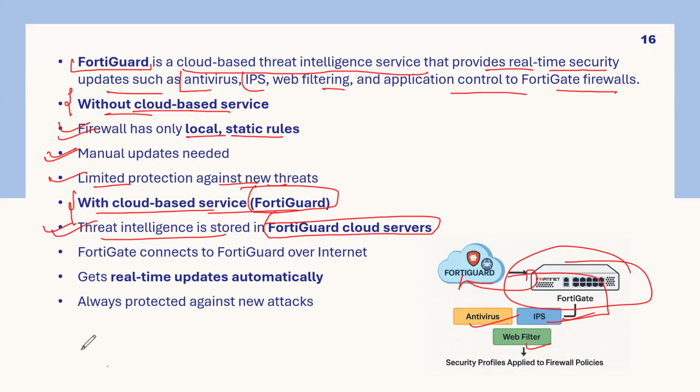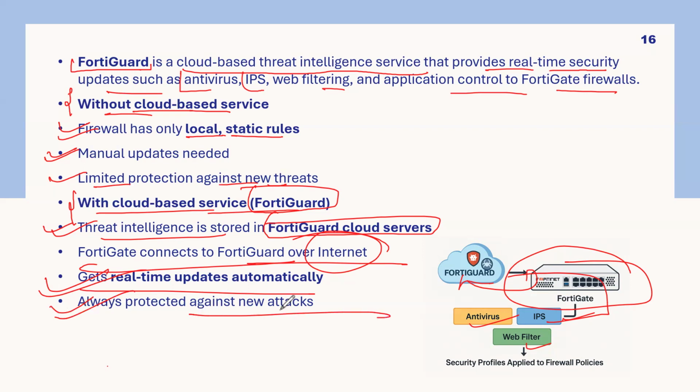Not from the local device. Whatever is present there, from that it is collecting. So FortiGate connects to FortiGuard over the internet and gets real-time updates automatically, always protecting against new attacks. But it also depends on your premises, what you want, and how much security you want.